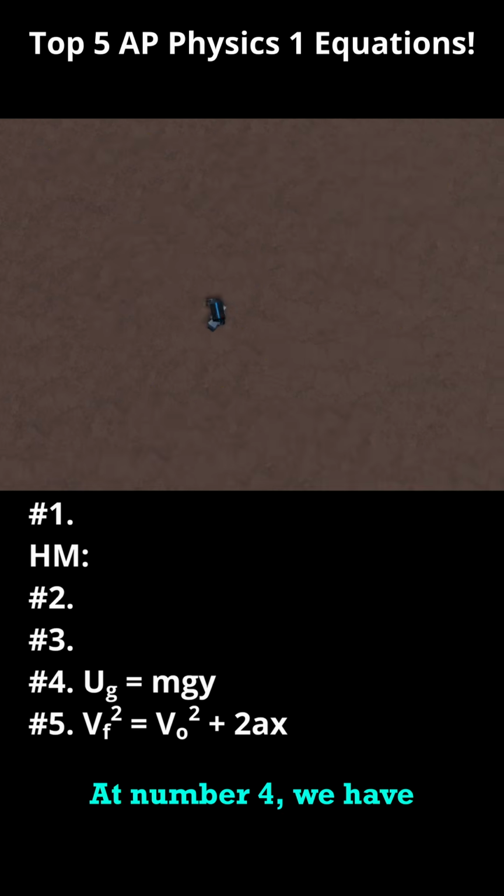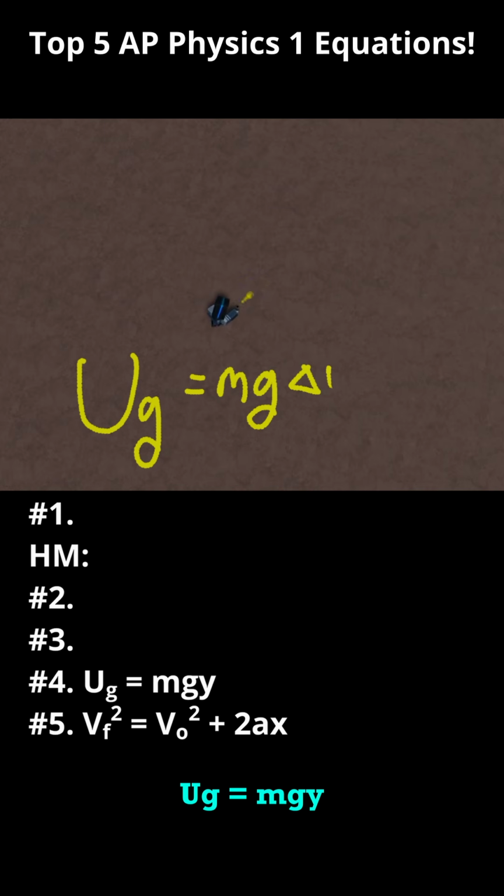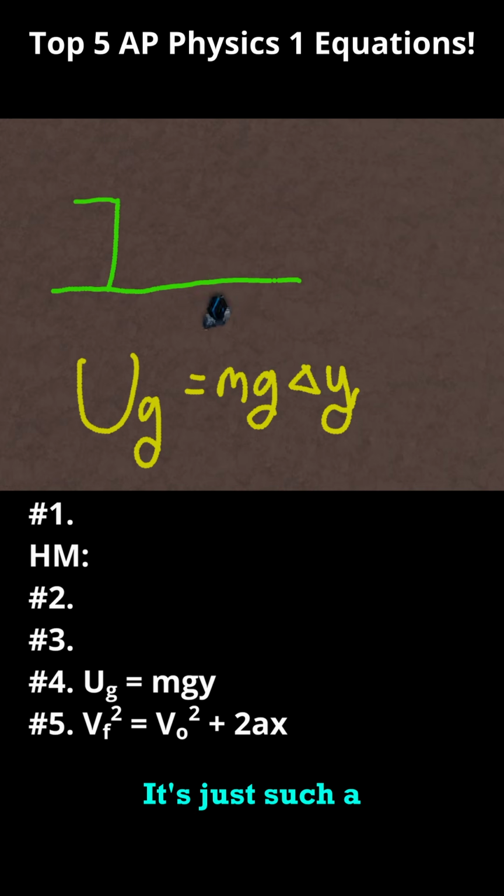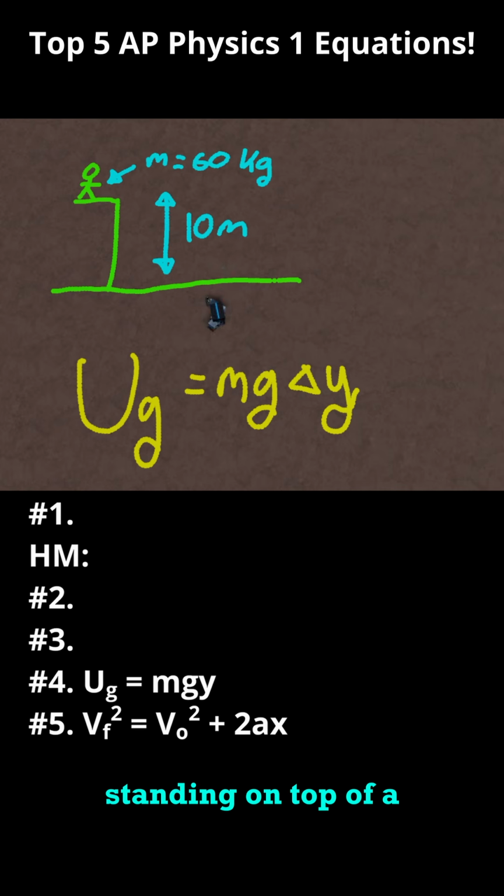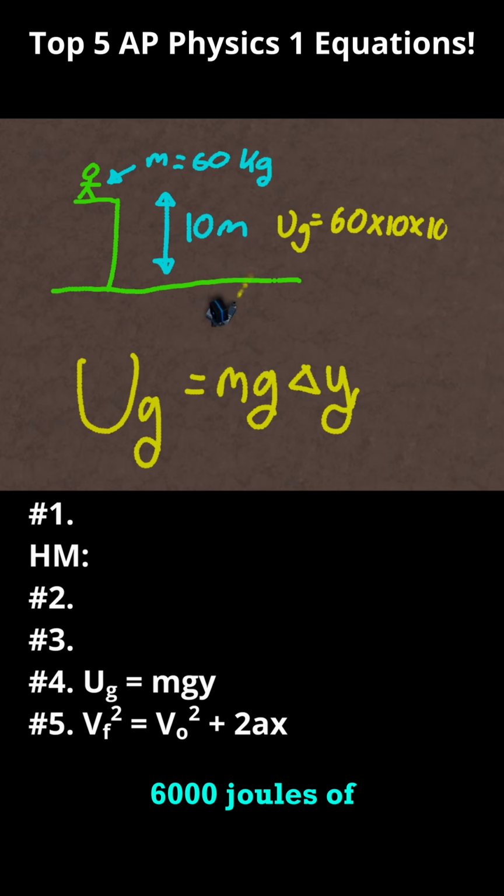At number 4, we have gravitational potential energy equals mass times g times delta y. It's just such a simple equation to use, and in this problem, we can use it to calculate that this man standing on top of a 10-meter cliff has 6,000 joules of gravitational potential energy relative to the ground.